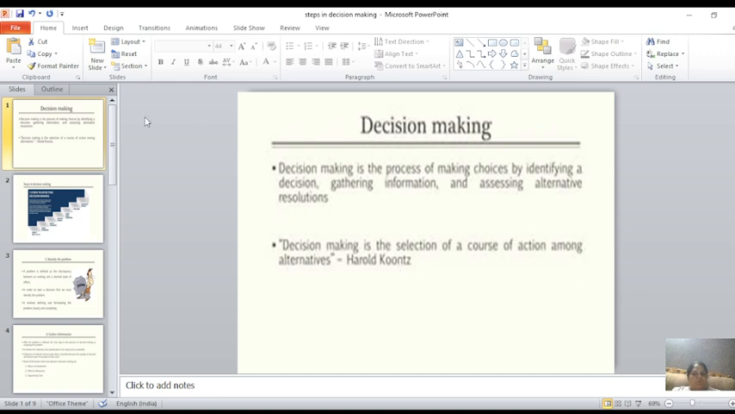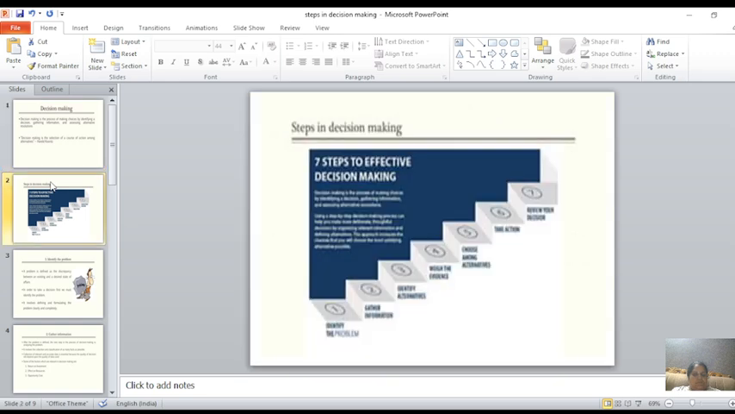Now we will move to the steps. What are the steps involved in decision making? There are seven steps involved in decision making. What are those seven steps? First one is identify the problem, and the next one is gather information, and third one is identify alternatives, and the fourth one is weigh the evidence. Next one, choose among the alternatives. Next, take action. Then the final one is review your decision.